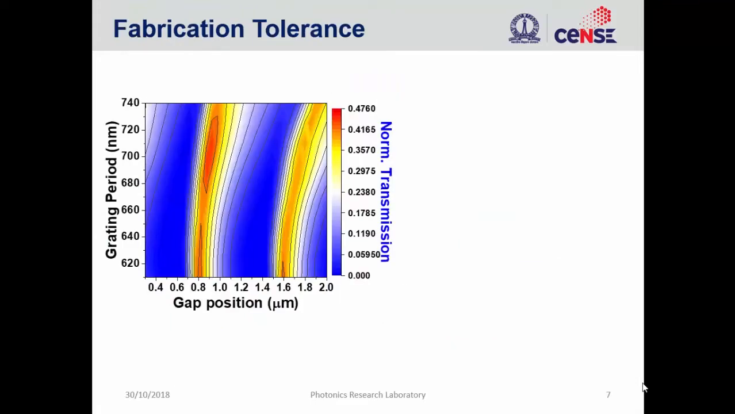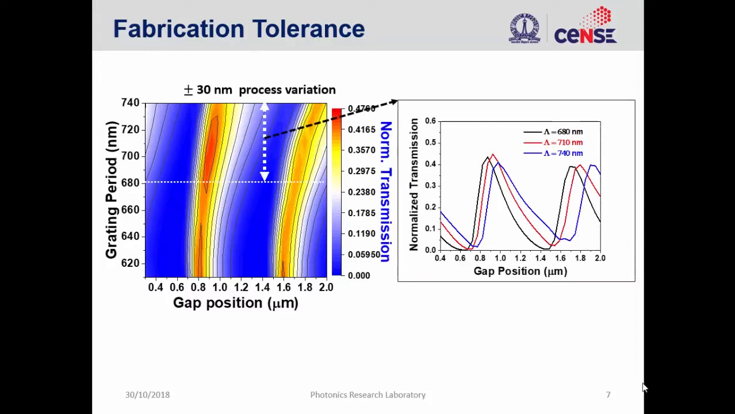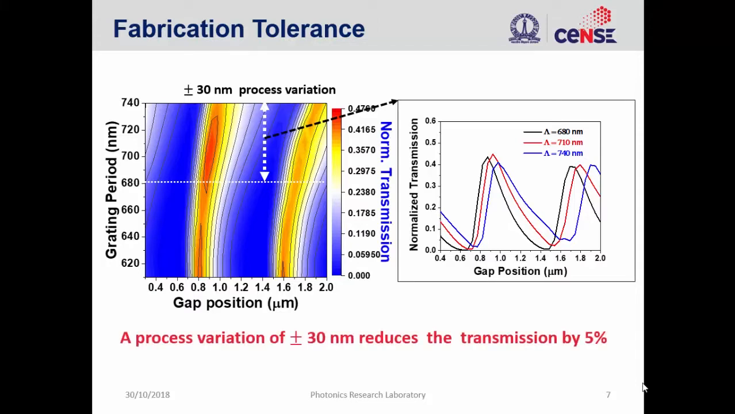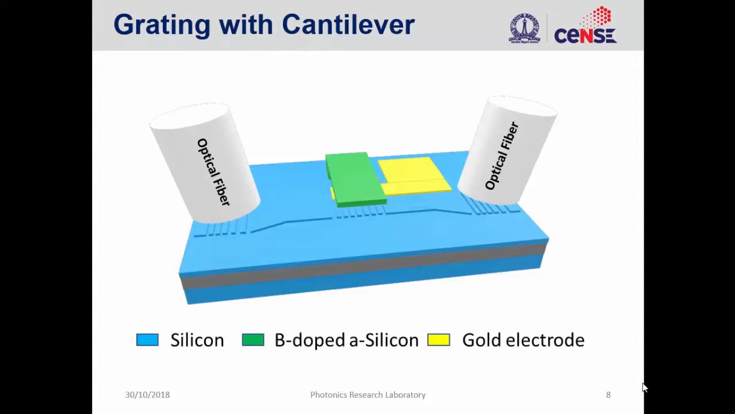So we went on doing some simulations where we varied the grating period. We optimized the grating period so that the maximum transmission is achieved at a 710 nanometer grating period. For a change of plus or minus 13 nanometers, we see that the transmission drops only by 5%. And if we look at the left slope, which is the sensitivity, the sensitivity more or less remains the same. So we went on with this configuration.